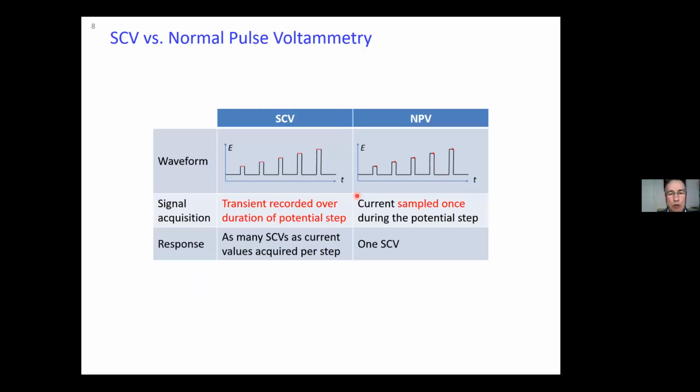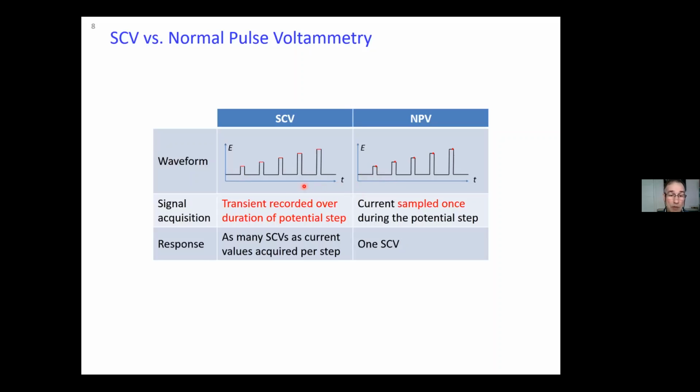I just wanted to flag up an old technique which is still available on some electrochemical workstations, which is normal pulse voltammetry, which essentially shares the same potential waveform. So sample current voltammetry and normal pulse voltammetry simply involve going back to the rest potential, stepping to a target potential, and then going back to the rest potential, and so on. And then you increment through to explore the potential window of interest.